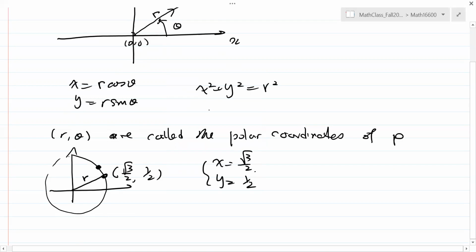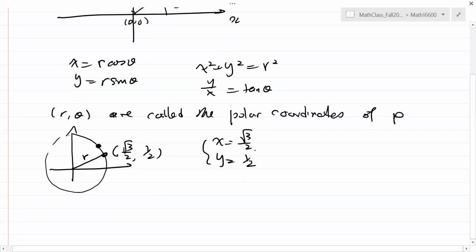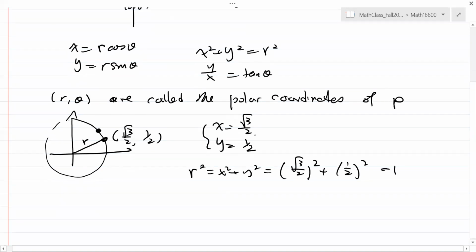If you don't want to use R here, then tangent theta is going to be y over x, if you want to determine the angle theta. There are many ways to determine theta. So once you give x and y, you should be able to find R and theta. From here, R squared is x squared plus y squared, so square root 3/2 squared plus 1/2 squared, which is 1. R is going to be positive, we assume that. R could be negative in some cases, but here R is positive, so R is 1.